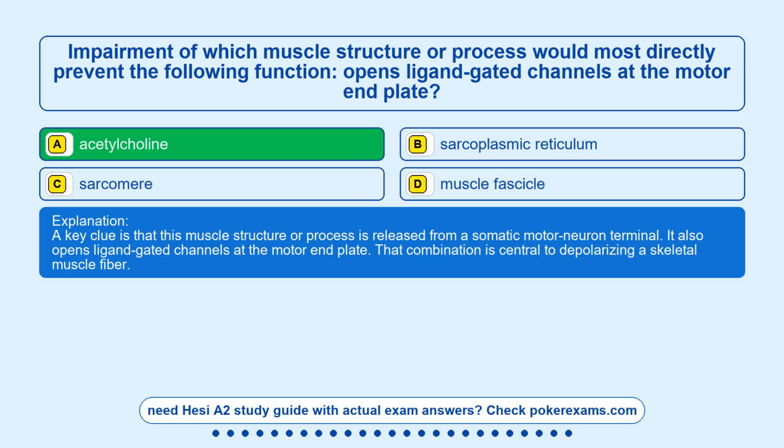A key clue is that this muscle structure or process is released from a somatic motor-neuron terminal. It also opens ligand-gated channels at the motor end plate. That combination is central to depolarizing a skeletal muscle fiber.